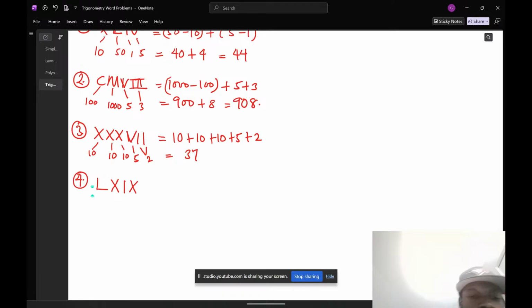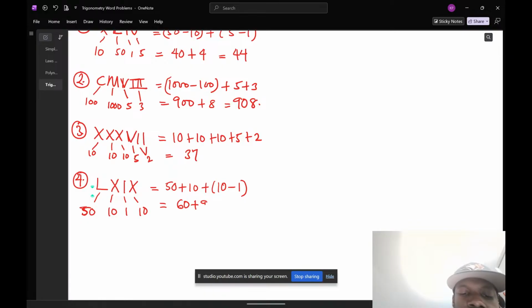L stands for 50, X stands for 10, I stands for 1, X stands for 10. So in this case, since we have a bigger Roman numeral written before the smaller one, that will be 50 plus 10 plus IX. That's a smaller Roman numeral, 1, written before 10, so that's plus 10 minus 1. So 50 plus 10 is 60, plus 10 minus 1 is 9. So 60 plus 9 is equal to 69.